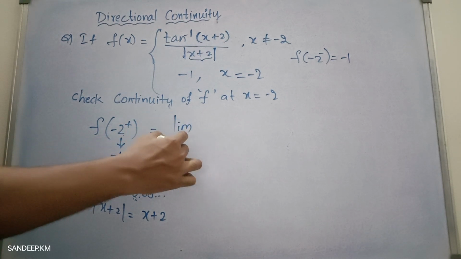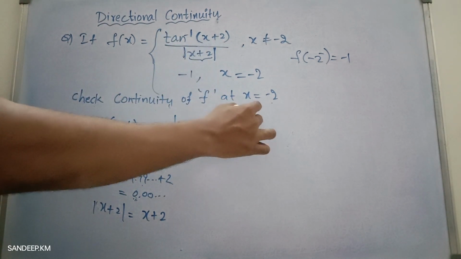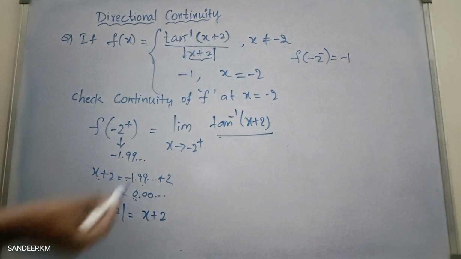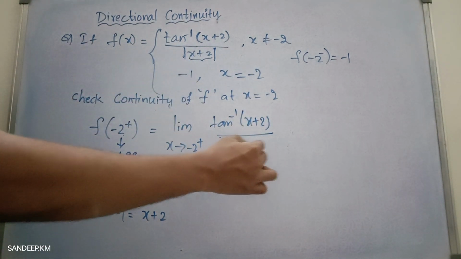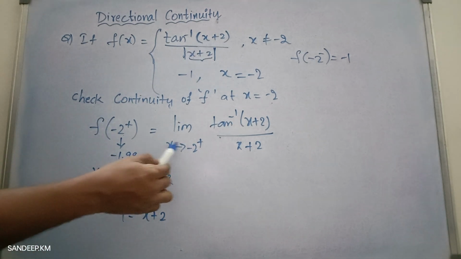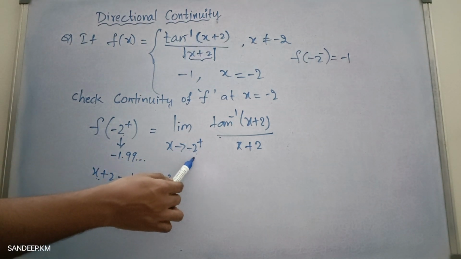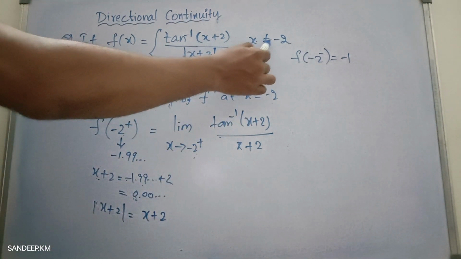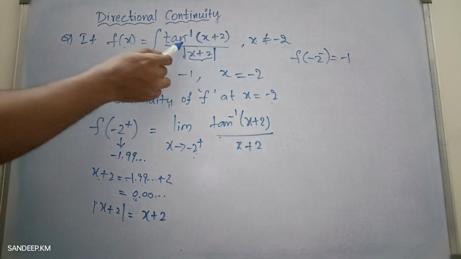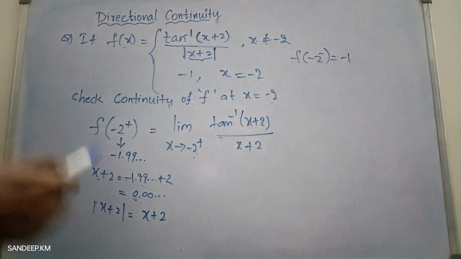Limit x approaches -2 plus, tan inverse of x plus 2 divided by, instead of mod of x plus 2, I am taking x plus 2. Now a small thing: when x is approaching minus 2 plus, x is not equal to minus 2, correct or not? Since x is not equal to minus 2, I am taking f of x as this function here. I hope you already know that.